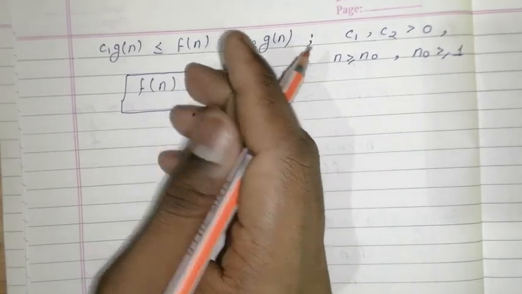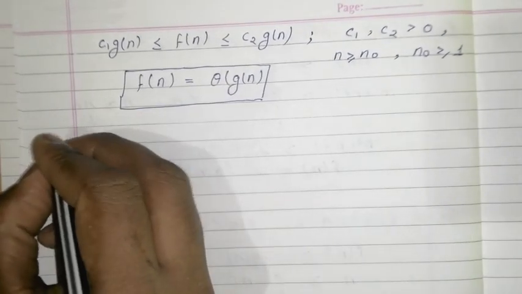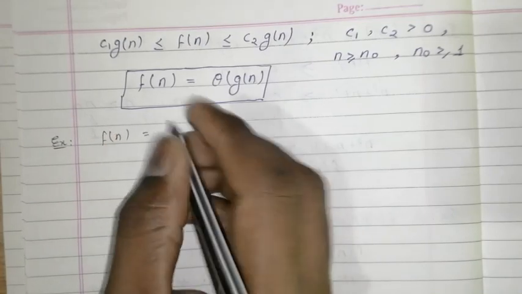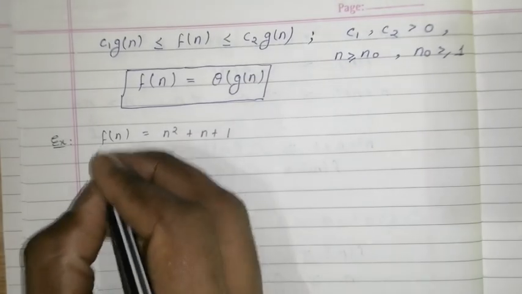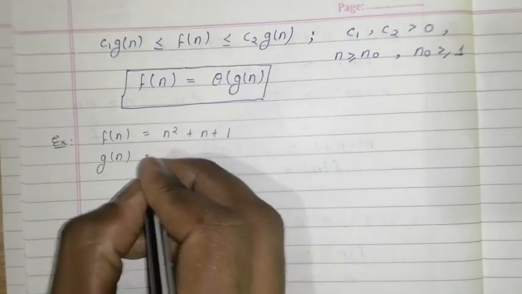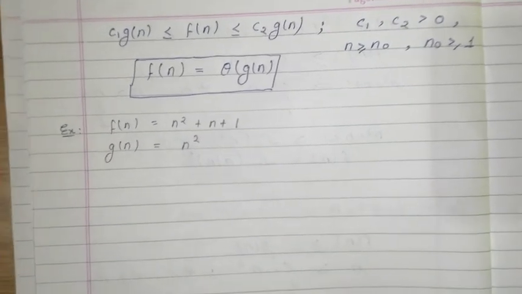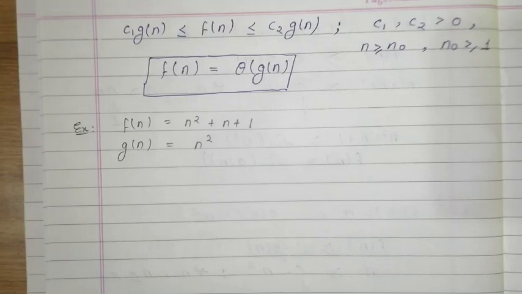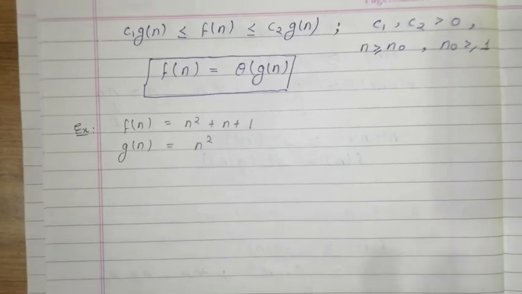So now see some examples related to this. Suppose an example is given, f(n) is equal to n square plus n plus 1, and g(n) is given as n square. So basically in theta notation we have to prove big O is true and omega is true. If both big O and omega are true, then definitely theta is true.